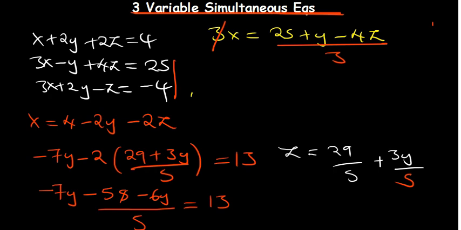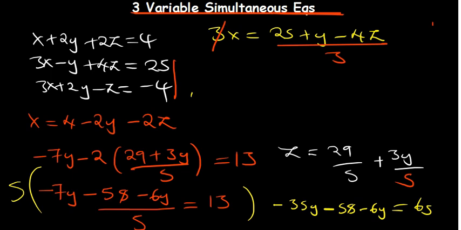Okay, so to make things easier, we can multiply the entire equation by 5 so that the fraction can disappear. So we're going to have negative 35y, and then the other part to just be minus 58 minus 6y, and then 13 as well times 5 is 65. Okay, so let me take just the z part on top here.